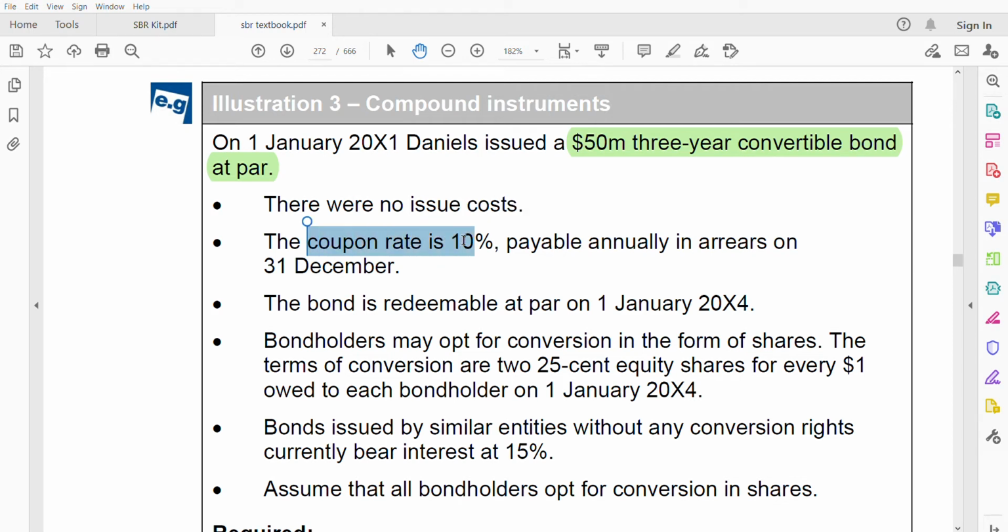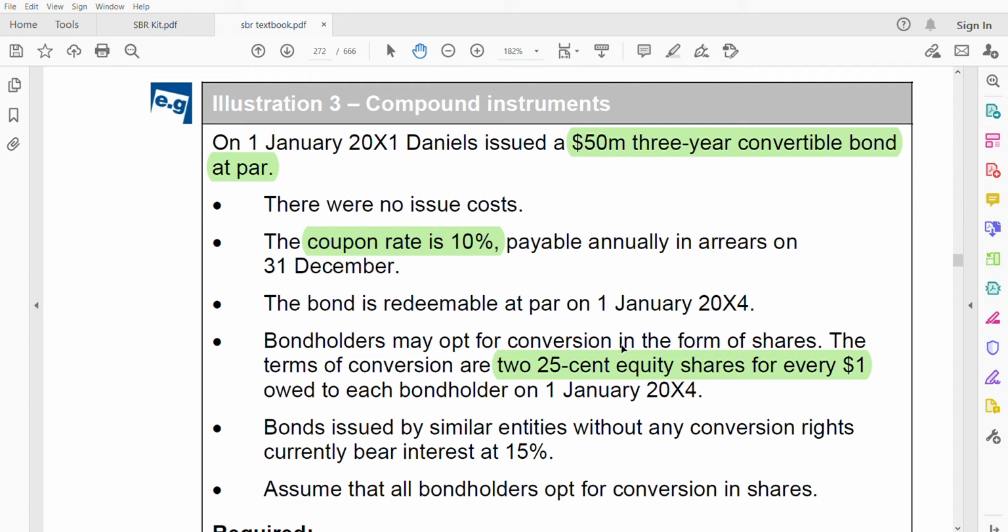Definitely you'll be given the coupon rate. Bondholders are redeemable at par on 1st of January 2004, that means after 3 years. Bondholders may opt for conversion in the form of shares, right? The terms of conversion are 25 cents equity shares for every $1 owed to each bondholder. So you have to know these terms of conversion. What is it? 25-cent equity shares for $1 owed to each bondholder.